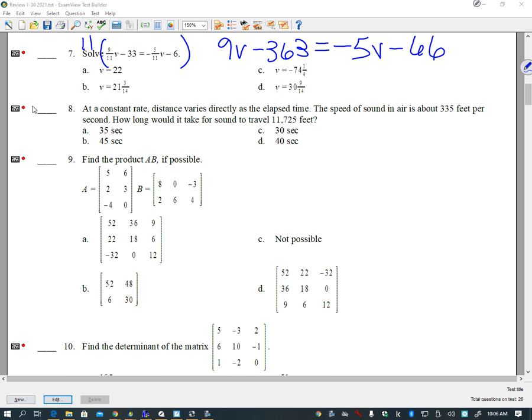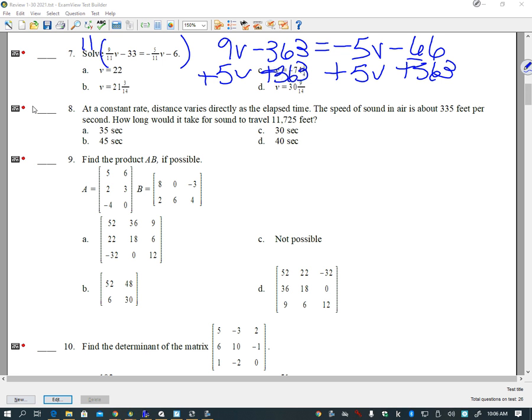So if you solved it the other way, fine. If you got the right answer, fine, right? I'm just trying to give you more options. I would add 5v to both sides and add 363 to both sides.